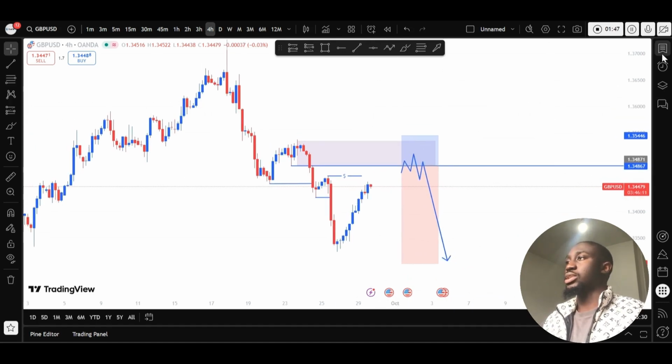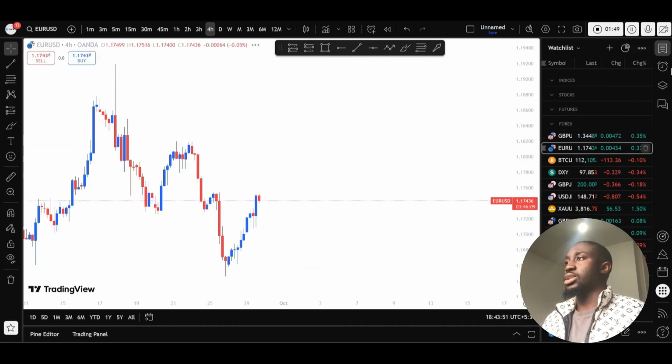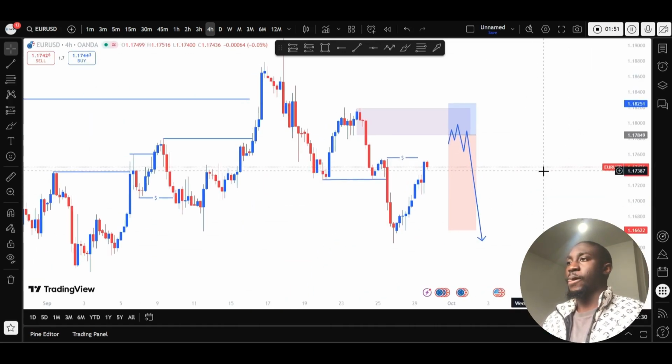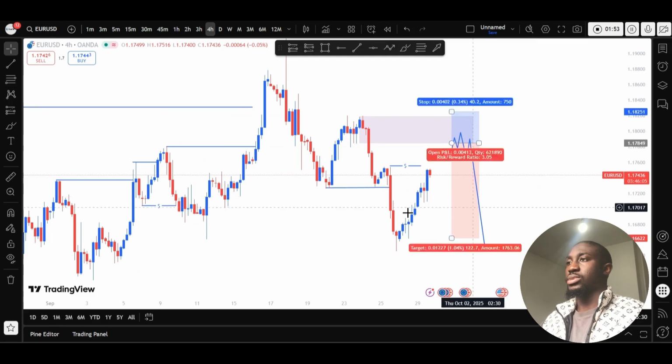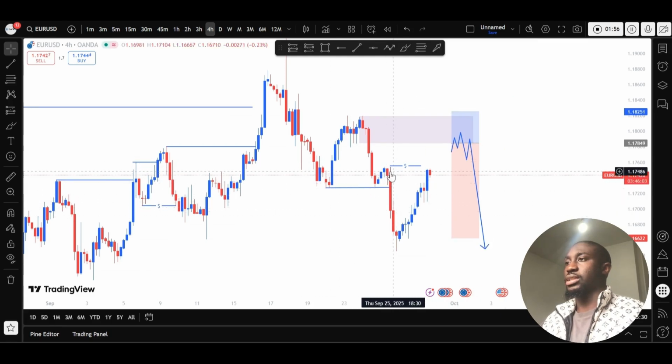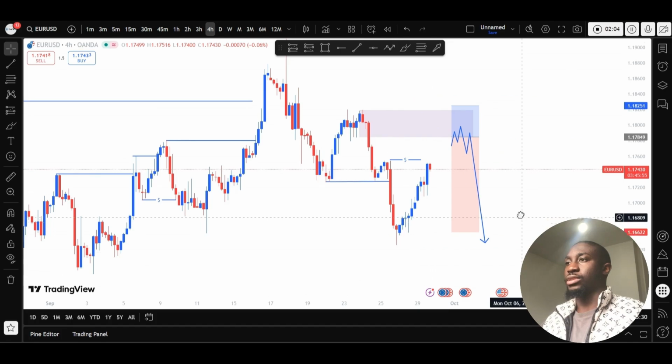I think it's the same thing with EUR USD. As you can see, there was a break of structure from here. Now this turns liquidity straight to the other block. There's a breaker block from here, so I'm expecting price to shoot all the way to this area and give me a change of character before I sell off.